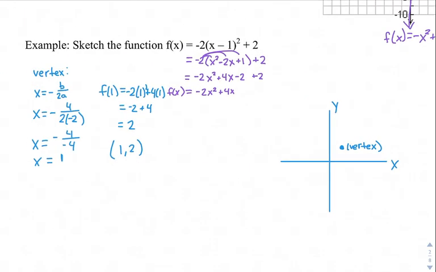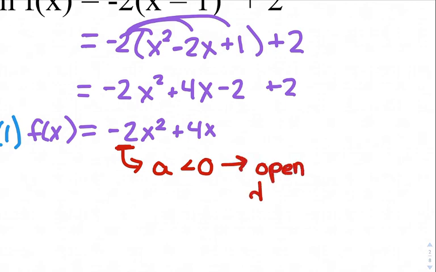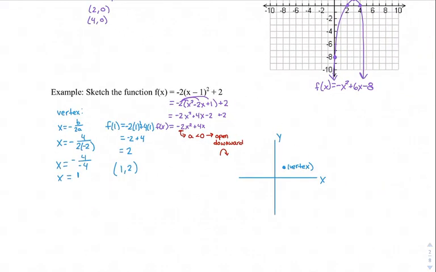Before I plot and figure out my x and y intercepts, I want you to take a look at this function. Because it says negative 2, that means that a is less than 0, which means it's going to open downward. So since a is less than 0, your graph's going to open downward. So now I have a better idea of what this graph is going to look like. I'm going to find my intercepts.